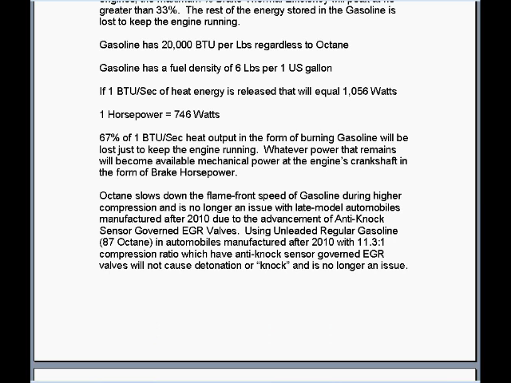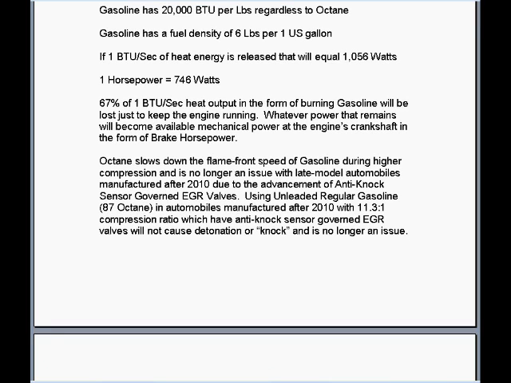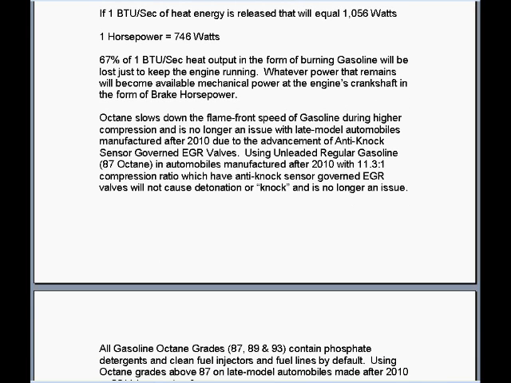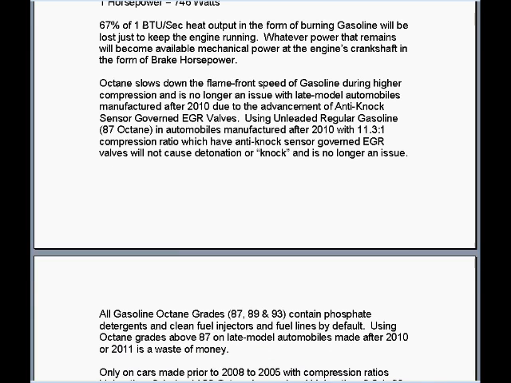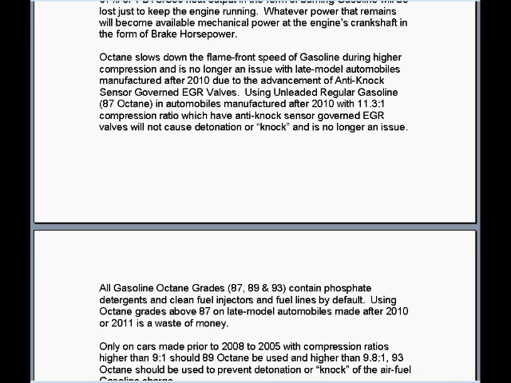So gasoline has 20,000 BTU per pound regardless of octane. Gasoline has a fuel density of 6 pounds per 1 US gallon. If 1 BTU per second of heat energy is released, that will equal 1,056 watts, and 1 horsepower is 746 watts. So 67% of 1 BTU per second heat output in the form of burning gasoline will be lost just to keep the engine running. Whatever power that remains will become available mechanical power at the engine's crankshaft in the form of brake horsepower.